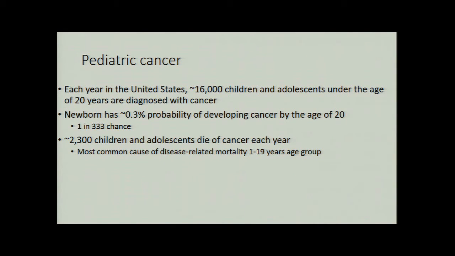So each year in the United States, about 16,000 children and adolescents under the age of 20 years are diagnosed with cancer. A newborn is born with a 0.3% probability of developing cancer by the age of 20, which translates to a 1 in 333 chance. So although cancer in children is extremely rare, about 2,300 children and adolescents die of cancer each year, making cancer the most common cause of disease-related mortality in the 1 to 19 years age group.